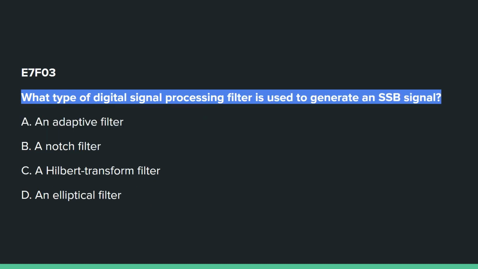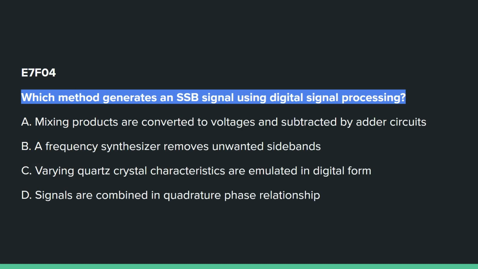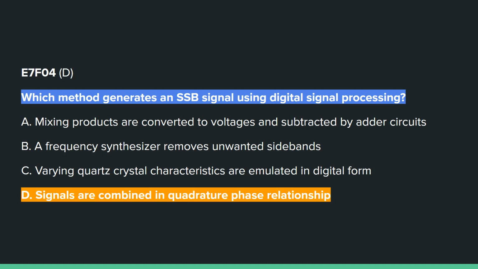E7F03, what type of digital signal processing filter is used to generate an SSB signal? That's C. A Hilbert transform filter. E7F04, which method generates an SSB signal using digital signal processing? D. Signals are combined in quadrature phase relationship.